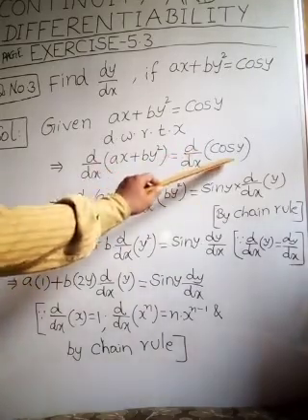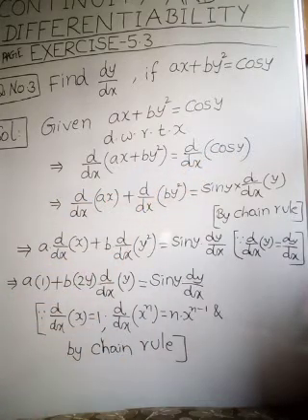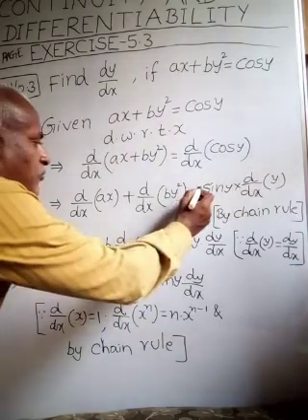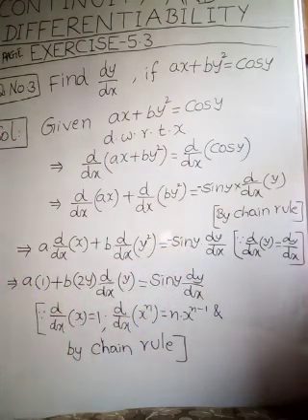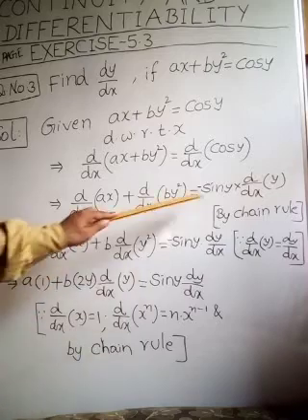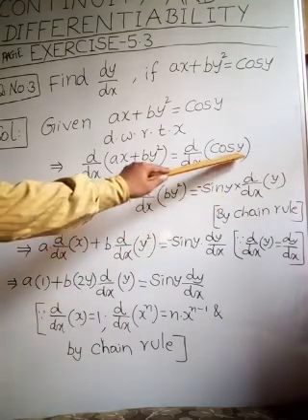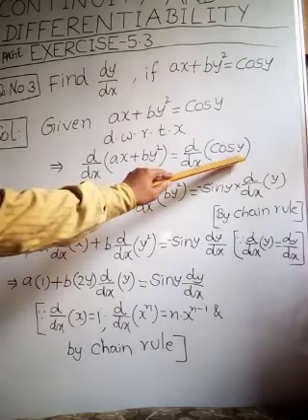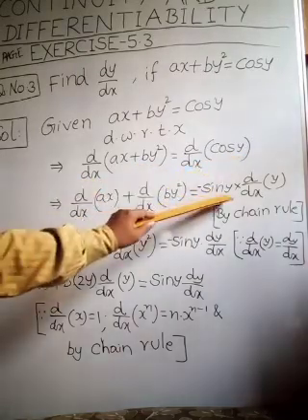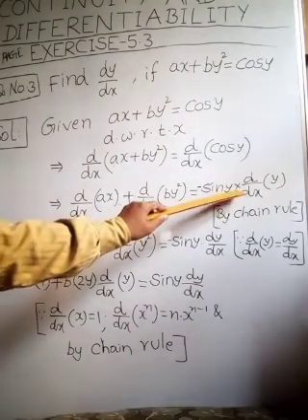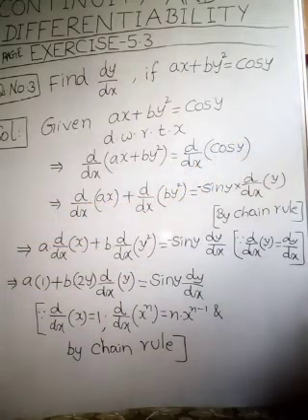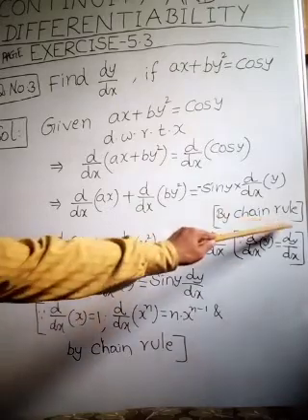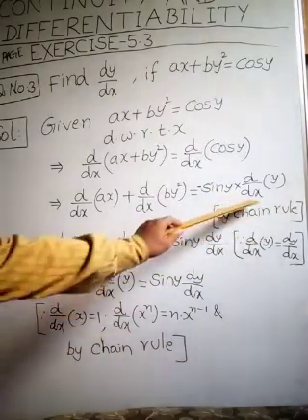Here d by dx of cos y. We know the d by dx of cos x formula, but we don't know d by dx of cos y directly. So what is the formula? D by dx of cos x is minus sin x. Here we assume this y as x in your mind. Understood this part, my dear children? Into d by dx of y, because we assumed this y as x. We are using the chain rule here. Understood this RHS part, my dear children?